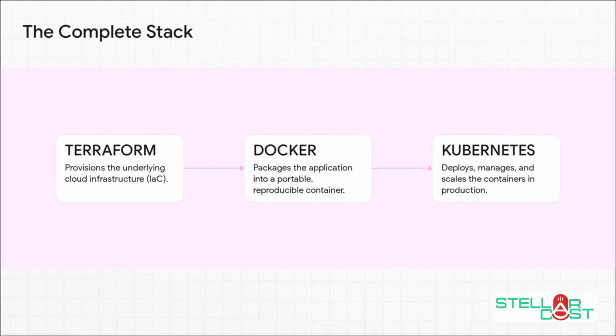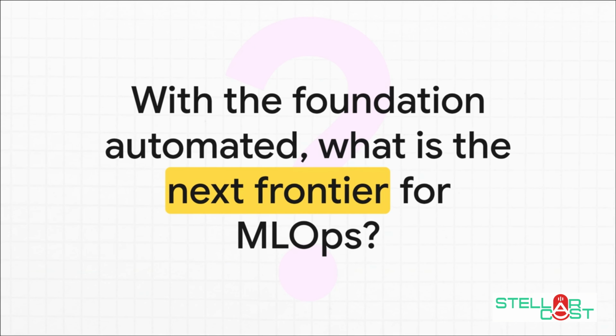Terraform is the architect, using code to lay out all the cloud infrastructure, the Kubernetes cluster, the networking, the storage. Then Docker comes in as the manufacturer, packaging our ML application into those perfect portable containers. And finally, Kubernetes acts as the city operator, deploying, managing, and scaling those containers to meet any demand you can throw at it.